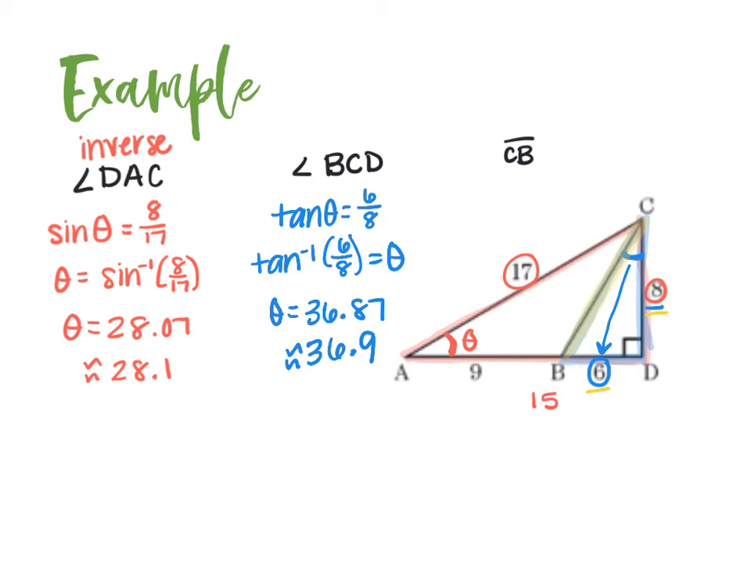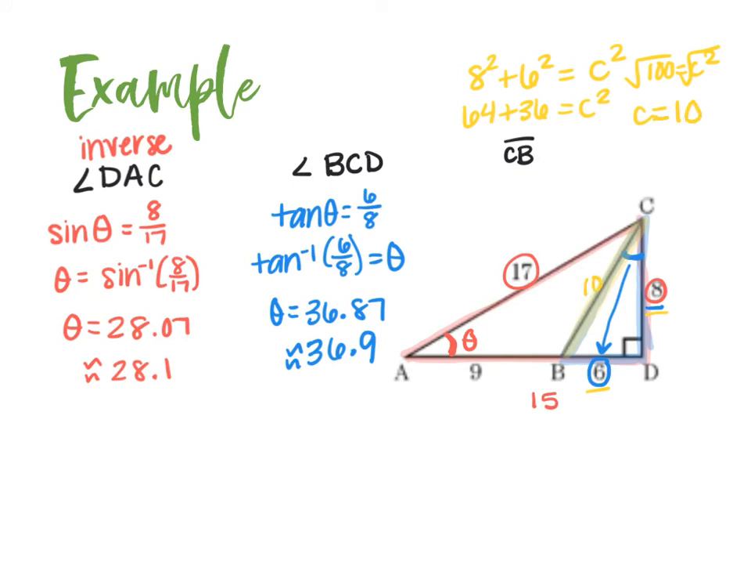So if I use the Pythagorean theorem, it's going to be 8 squared plus 6 squared equals c squared. So that's 64 plus 36 equals c squared. 100 equals c squared. Take the square root of both sides. So c equals 10. So that side should be 10.